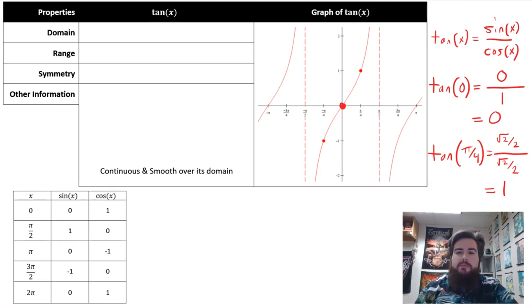Any other multiple of pi over 4, by that I mean pi over 4, 3 pi over 4, 5 pi over 4, are all either going to be 1 or negative 1, just depending on what quadrant of the unit circle you are referring to.